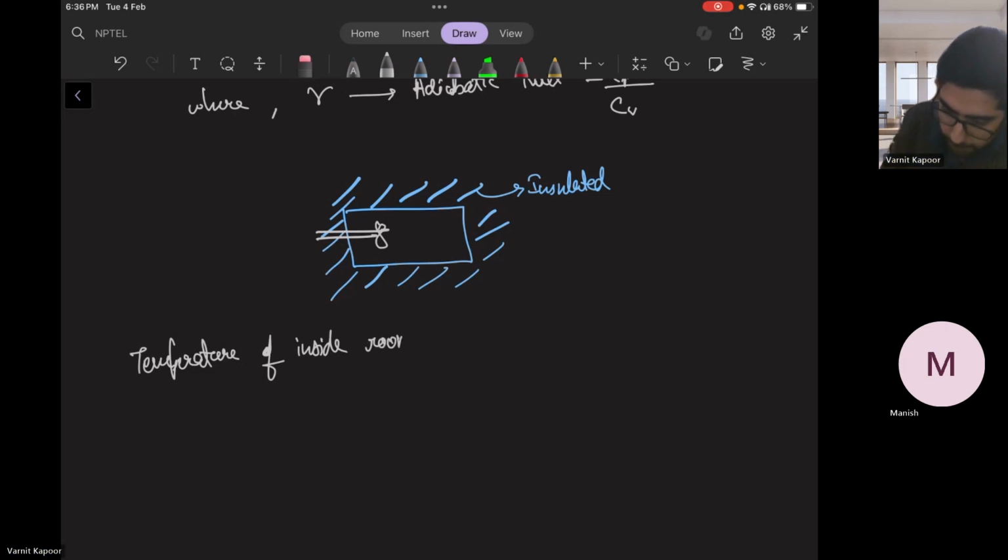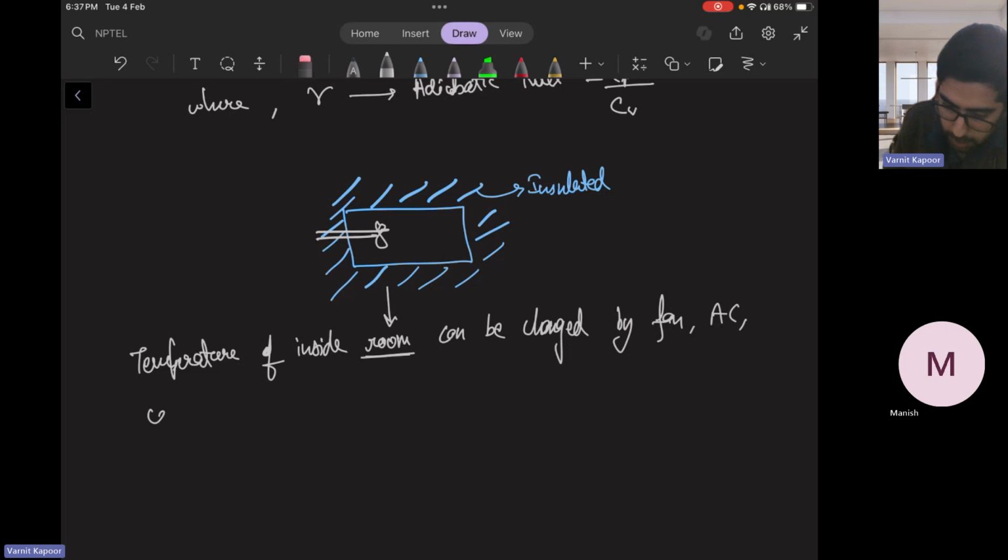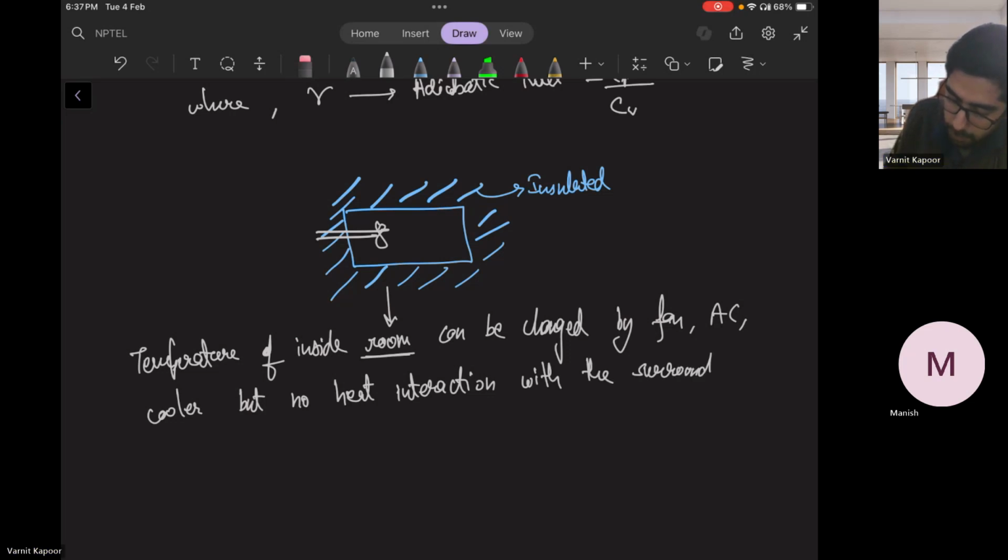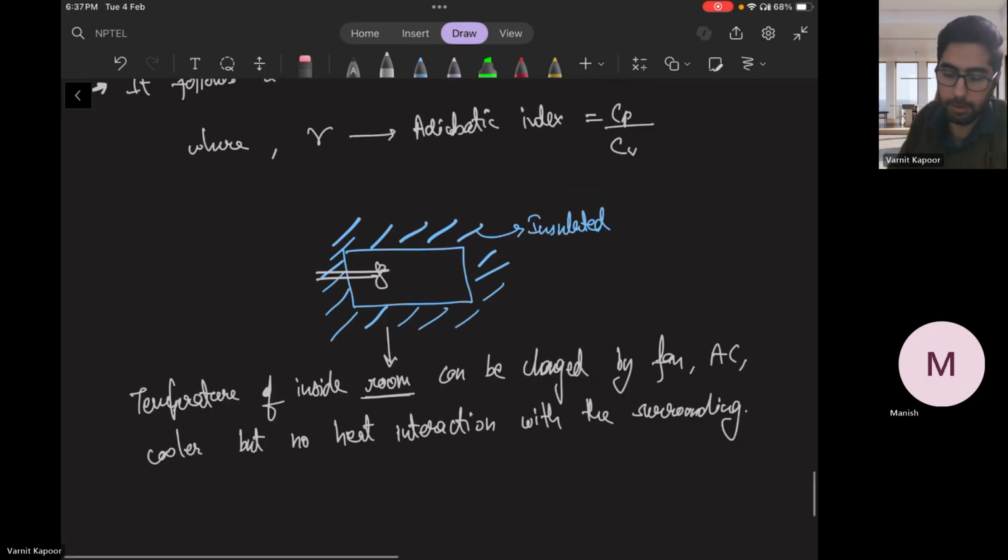Inside room temperature can be changed by fan, AC, cooler, okay, but no heat interaction with the surrounding. Right? Okay.